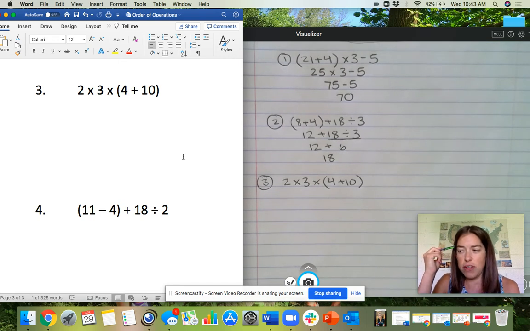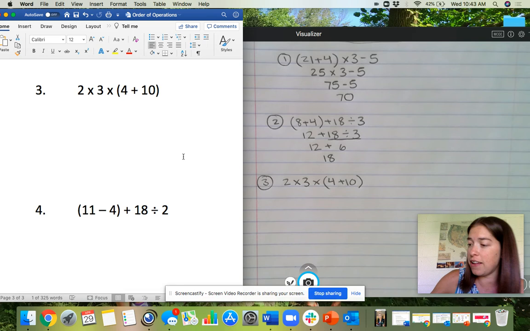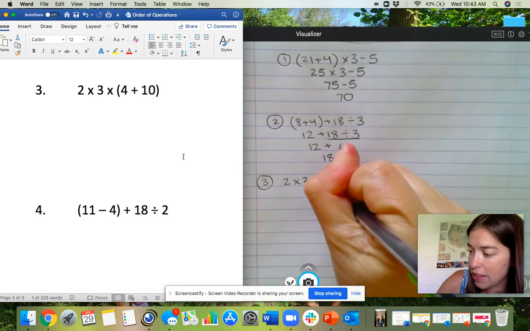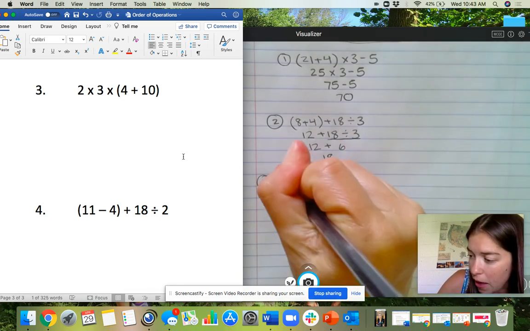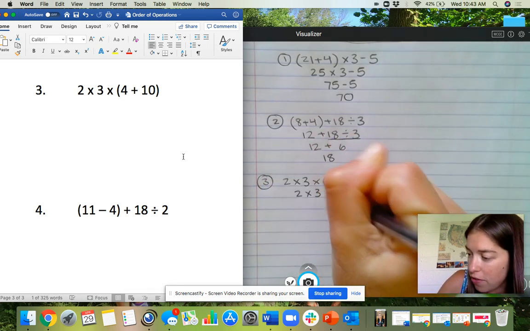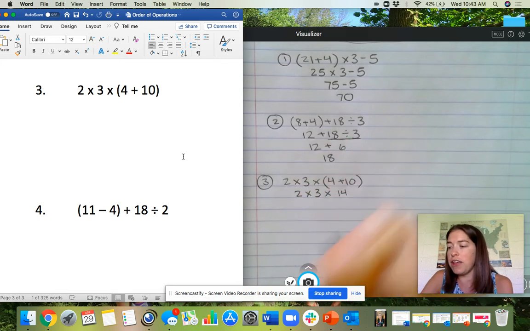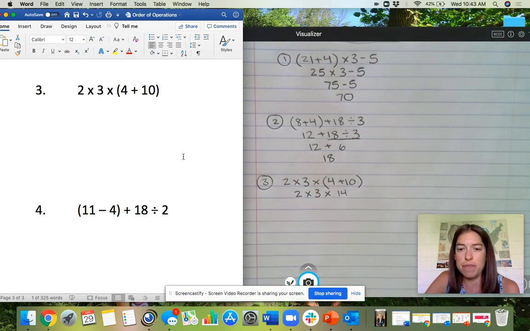First thing we need to do is G, grouping. Go ahead and take care of what's in those parentheses and copy the rest of the problem down exactly as it is. All right, next thing I need to check for is exponents. I don't have any exponents. Next thing I need to check for is multiplication and division, that M.